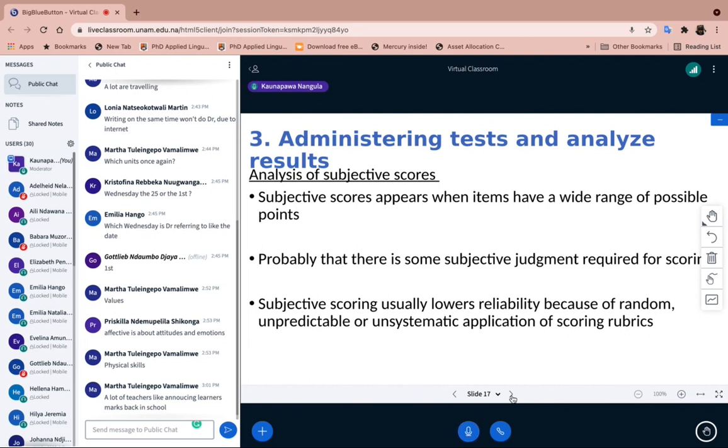Probably some, there might not be, but they always suggest that you use scoring rubrics, for example, to improve reliability. You need to use the scoring rubric, because if you don't have that, depending on how you feel, you might grade the learners differently. But you have to use the rubric.